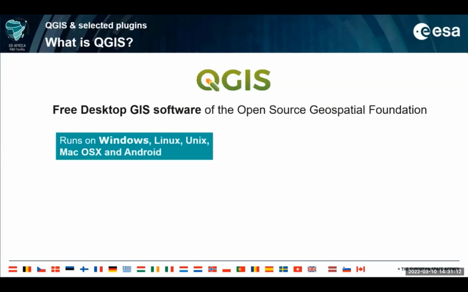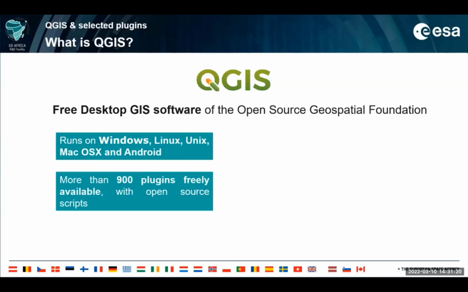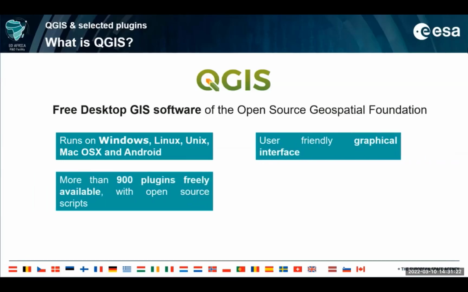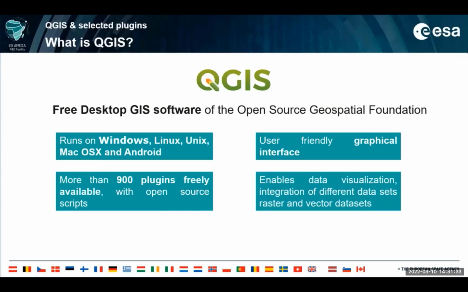It runs on different operating systems, from Linux, Unix, Macintosh, Windows, and even Android. The application has a user-friendly interface with over 900 community-driven plugins to facilitate particular analysis or enable certain functionalities of the software. It supports and integrates different spatial information formats such as vector, raster, and spatial databases.